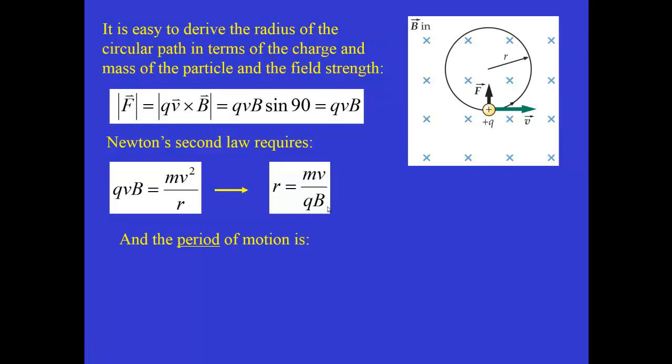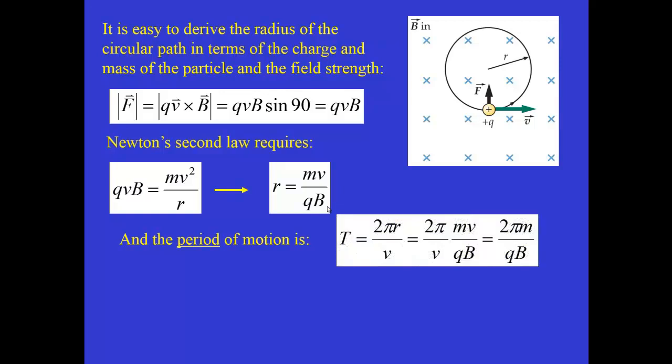And what's also useful to know, especially for certain kinds of applications of charges moving in circular motion when there's a magnetic field, is the period. The period is the time it would take for one complete orbit. So the period would be the circumference divided by the velocity. And this just comes from the definition of velocity when the velocity is constant. So we can substitute our expression for the radius into this equation for the period: 2 pi over v times mv over qB.